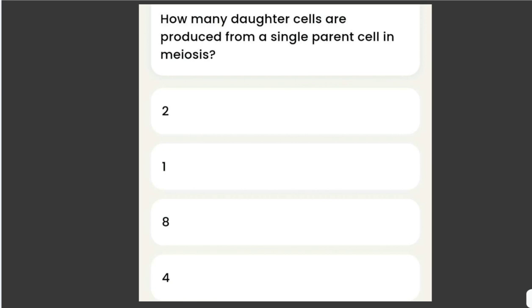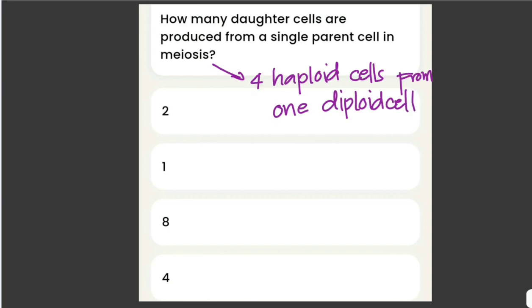How many daughter cells are produced from a single parent cell in meiosis? So what is meiosis? Meiosis is a type of cell division that produces 4 haploid cells from one diploid cell. Haploid cells have half the number of chromosomes as diploid cells. So in meiosis, the parent cell's chromosomes are divided in half and then distributed to the 4 daughter cells. This process is important for sexual reproduction because it allows for genetic variation. So in meiosis, one parent cell becomes 4 daughter cells. So the answer here is 4.